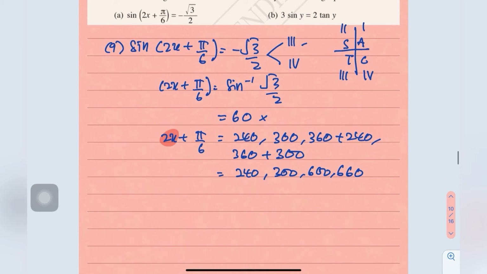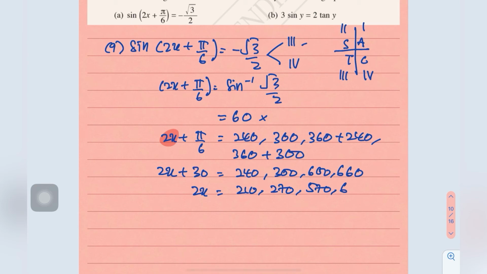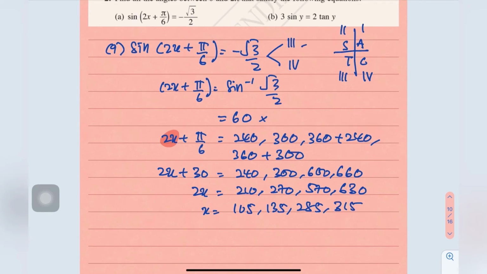So this one, 2x plus 30 equals to this value. To find 2x, we minus 30 from each. They become 210, 270, 570 and 630. Divide by 2 to get 105, 135, 285 and 315. Okay, all these answers are in degrees.